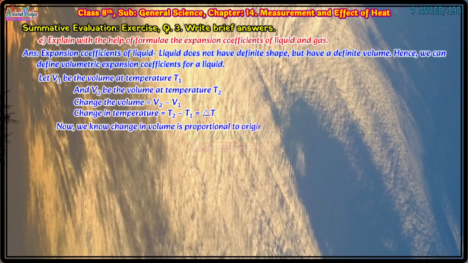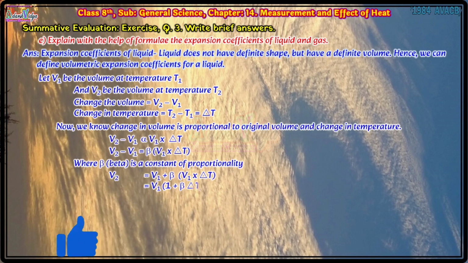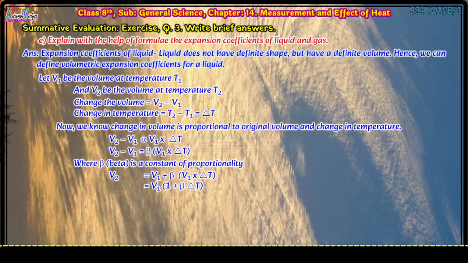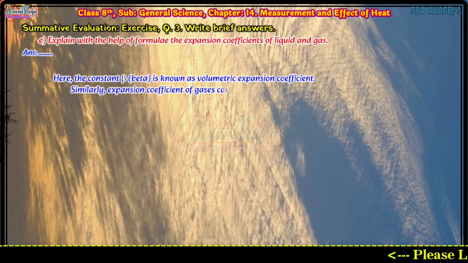Now, we know the change in volume is proportional to the original volume and the change in temperature. V2 minus V1 is proportional to V1 x ΔT. V2 minus V1 equals β x V1 x ΔT, where beta is a constant of proportionality. V2 equals V1 plus β V1 ΔT equals V1 (1 plus β ΔT). Here, the constant beta is known as the volumetric expansion coefficient.